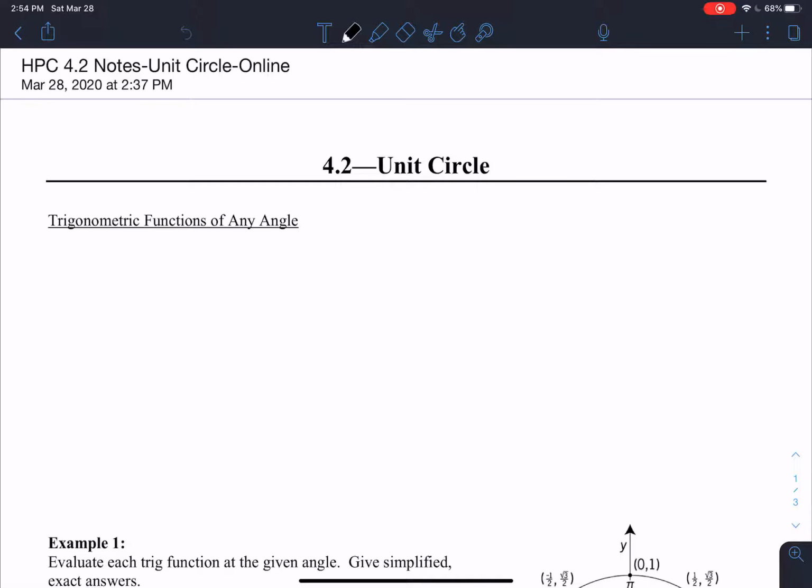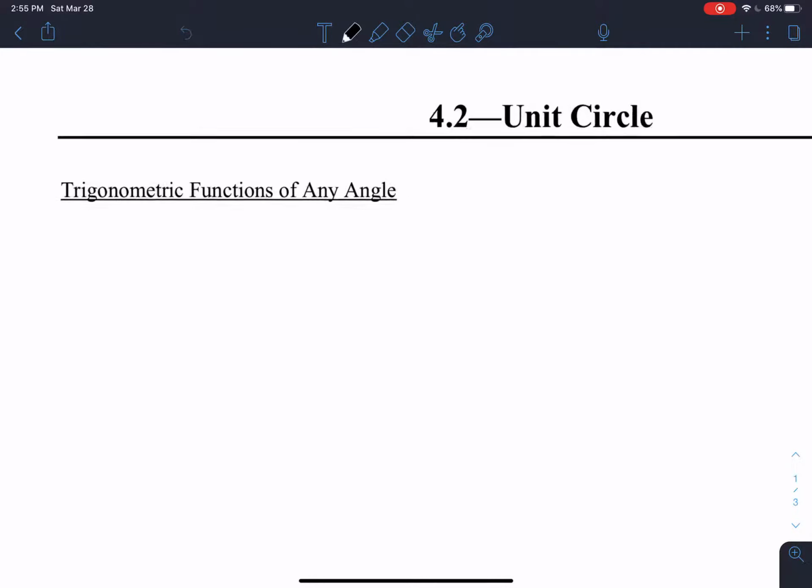This is going to be the first lesson of our online learning. It's going to be a little bit of a review of the things that we were working on right before we had spring break. So we were talking about the unit circle and the 6 trig functions and how to use them on the unit circle. Most of this is going to be a little bit of review, a little bit of a refresher.